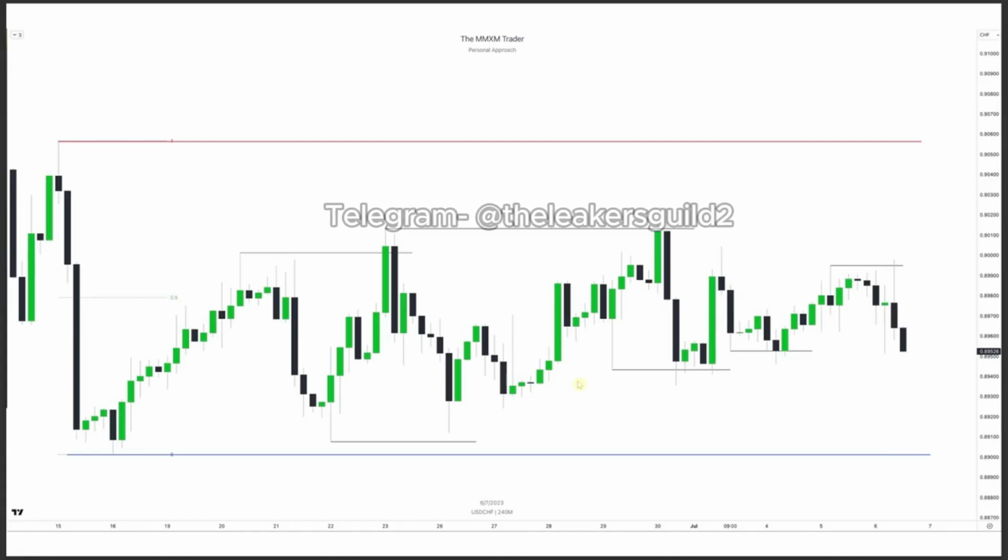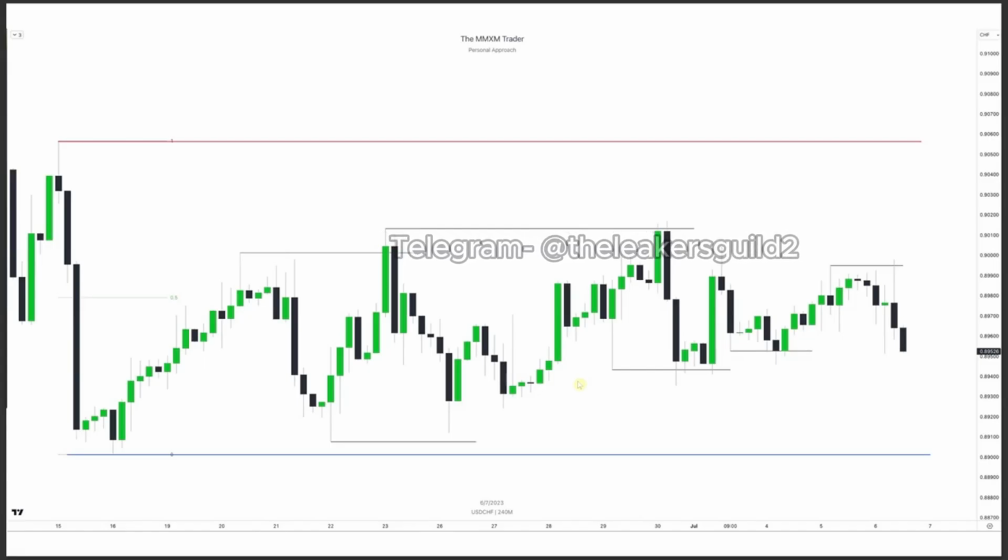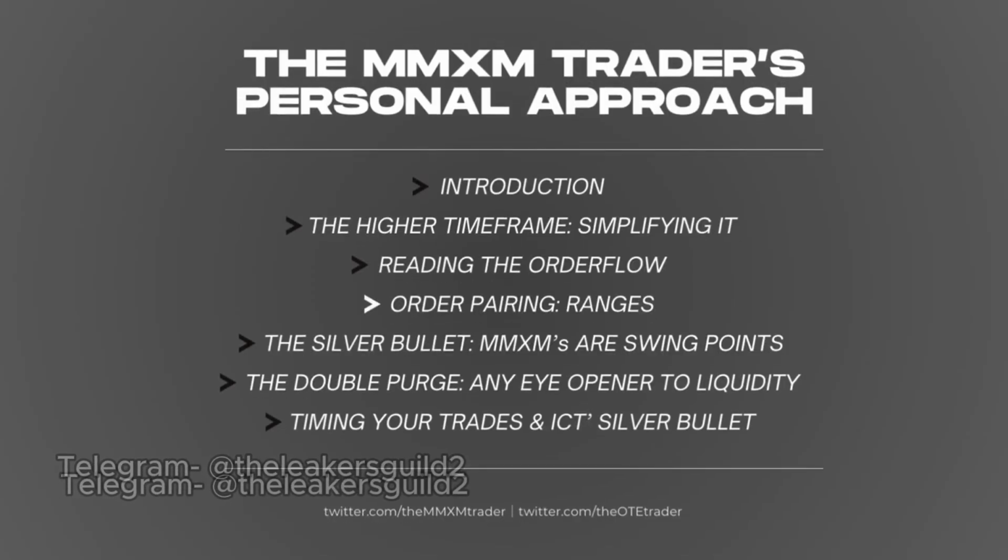Now a note, consolidation is not a bad thing, because price goes through market cycles. We have expansion, we have consolidation and reversals. So when price has expanded a lot, you've got to give it some time to consolidate. There has to be some sort of liquidity build up, and that's why consolidation is not a bad thing. So that concludes reading the order flow.